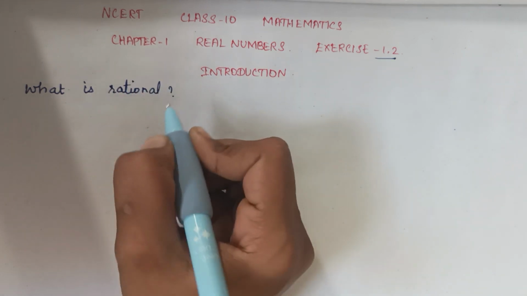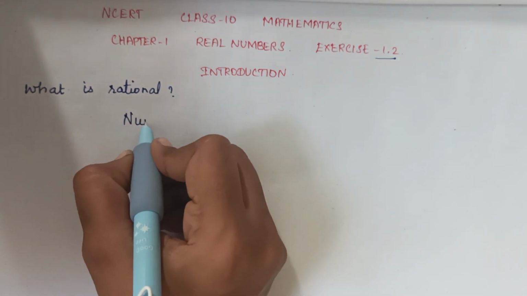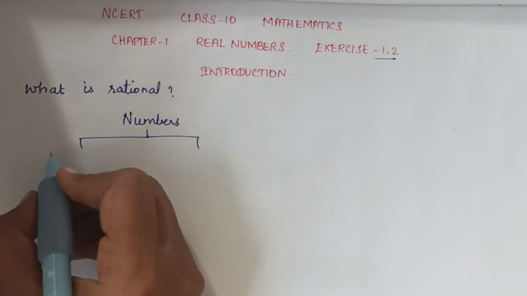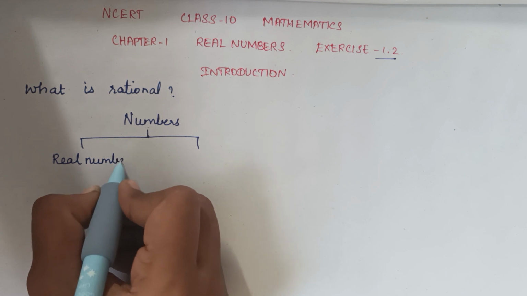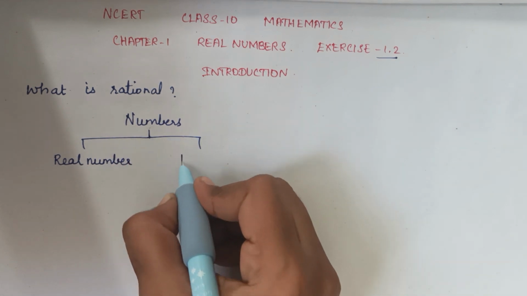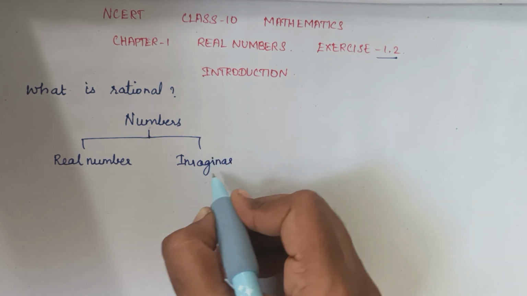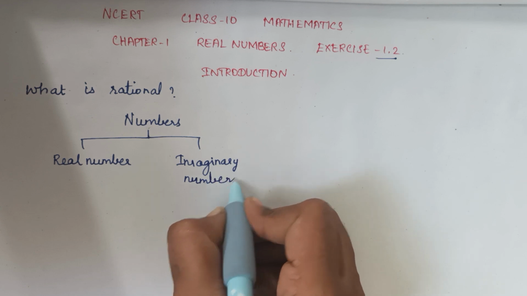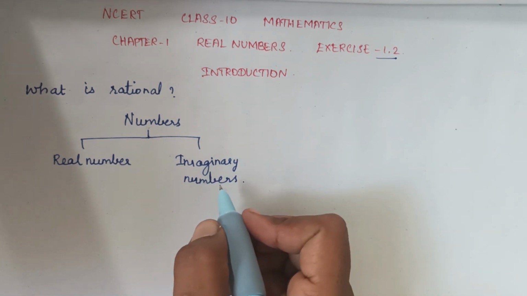Okay. So numbers are two types. Numbers are two types. That is real number and another one is imaginary number.